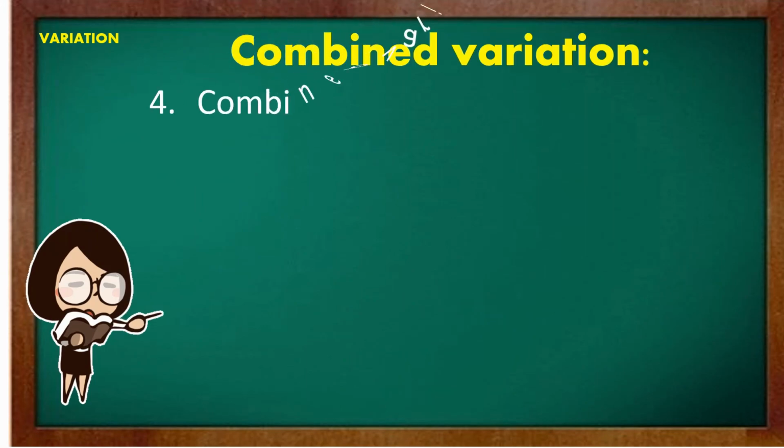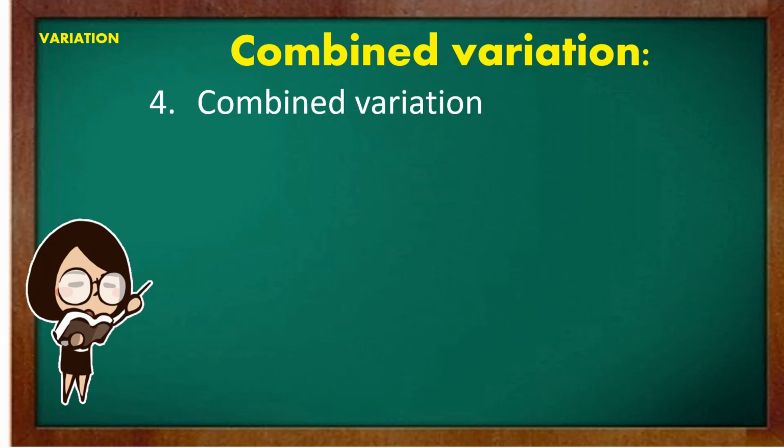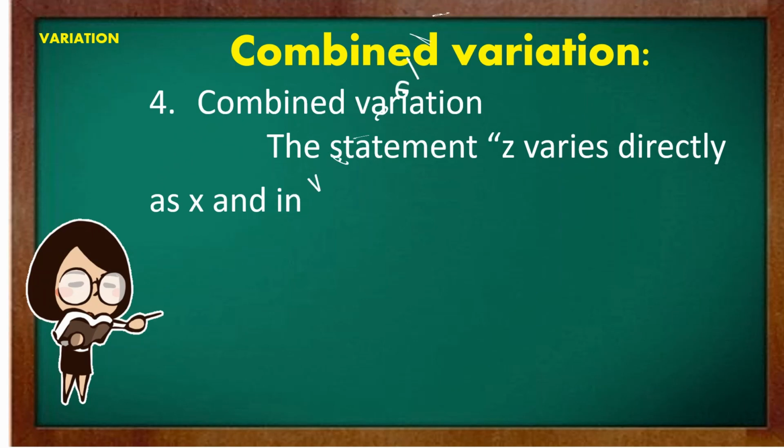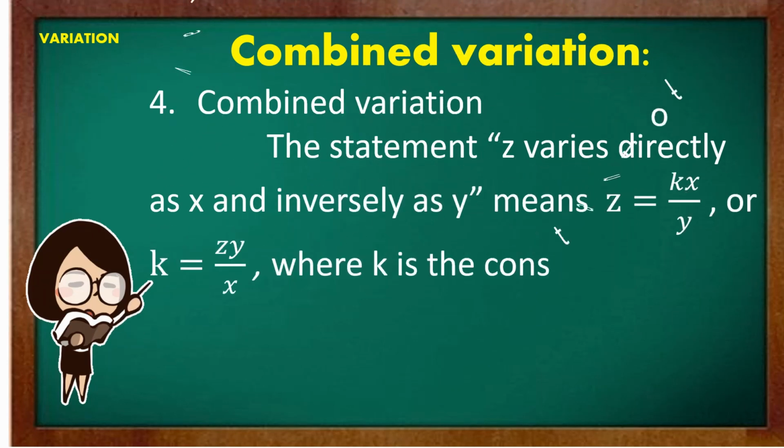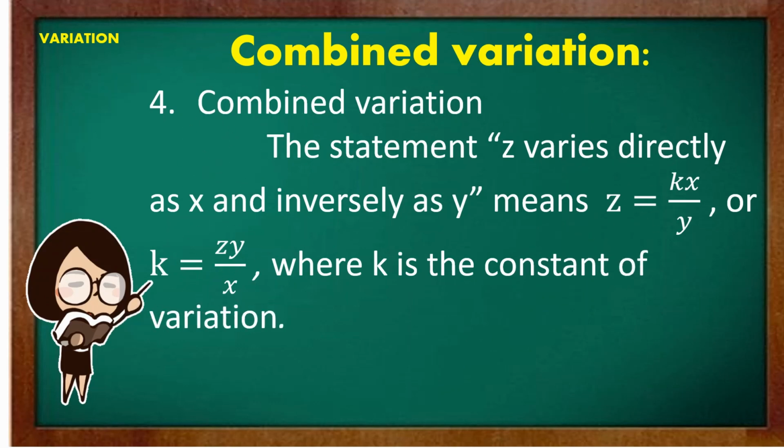Okay, our last is the combined variation. When we say combined, we have to mix all kinds of variation, the joint, the inverse, and the direct variation. So that we call combined variation. The statement Z varies directly as X and inversely as Y means Z is equal to KX over Y, or K, the constant, is ZY over X, where K is the constant of variation.